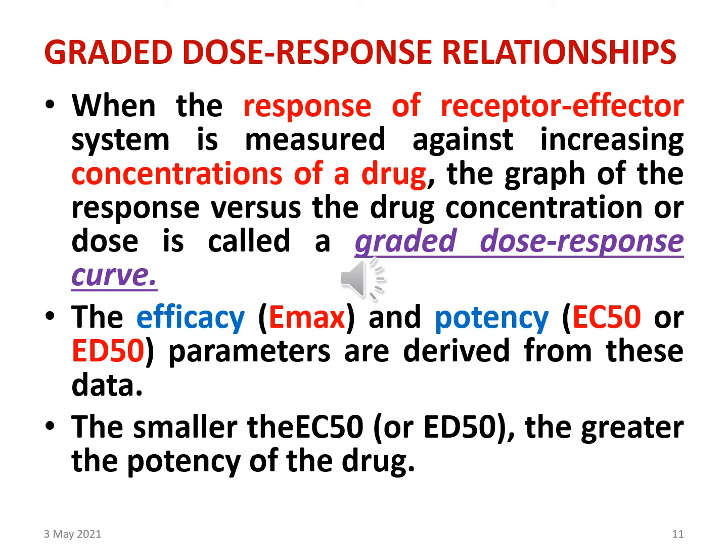Now, the graded dose response relationship. When the response of a receptor effector system is measured against increasing concentration of a drug, the graph of the response versus the drug concentration or dose is called a graded dose response curve. Tonight, when I explain the lecture again to you by Zoom, I will show you the curve. The efficacy, Emax or the maximum effect, and the potency, the EC50 or ED50, are parameters derived from these data. The smaller the EC50 or ED50, the greater the potency of the drug.